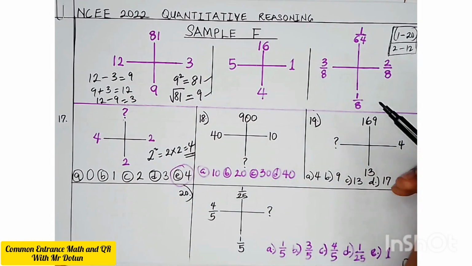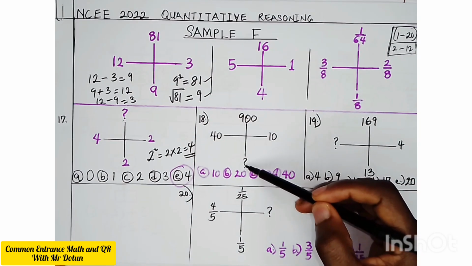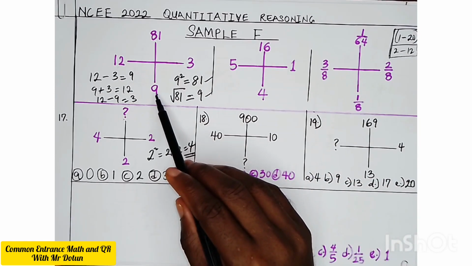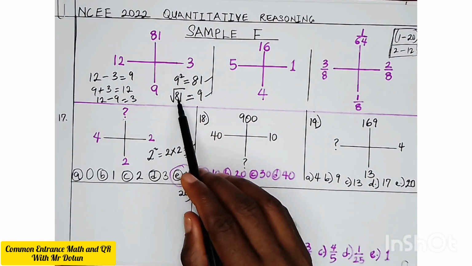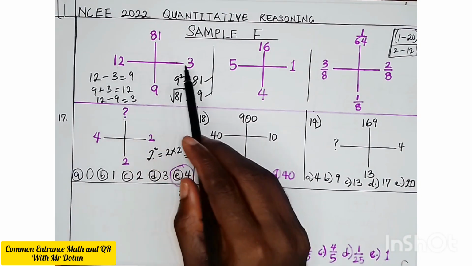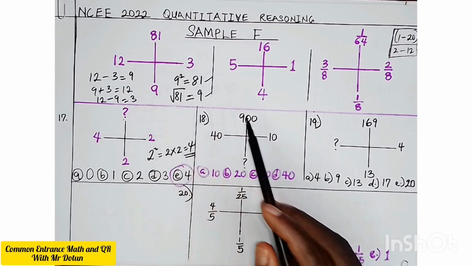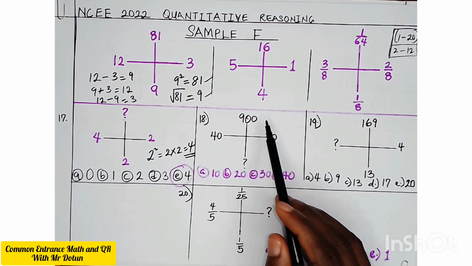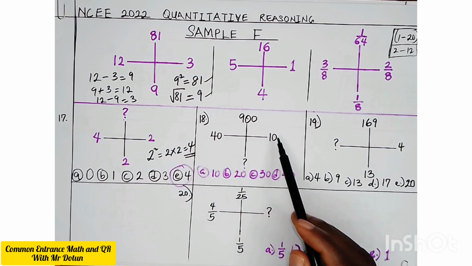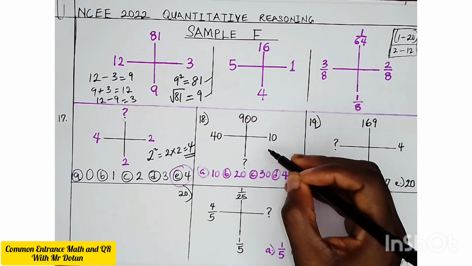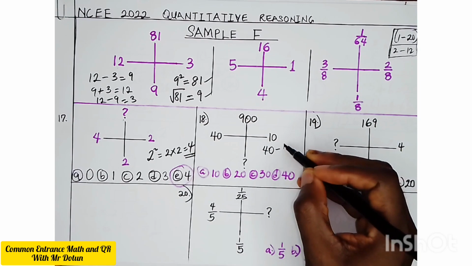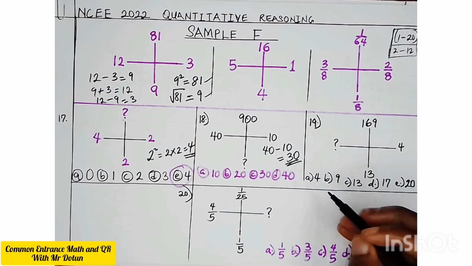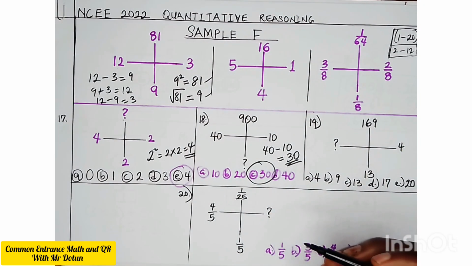Number 18. We are looking for the one down. That means the one in place of 9. There are two ways we could get a 9. We could do the square root of 81, and we have 9. Or we could do 12 minus 3. So which one is simpler for us? We have 900. Looking for the square root of 900 may take our time. So let's just do 40 minus 10. And 40 minus 10 is 30. So our answer is option C.